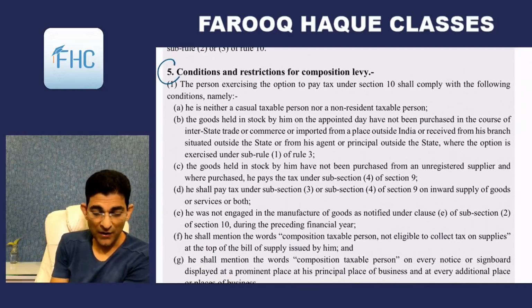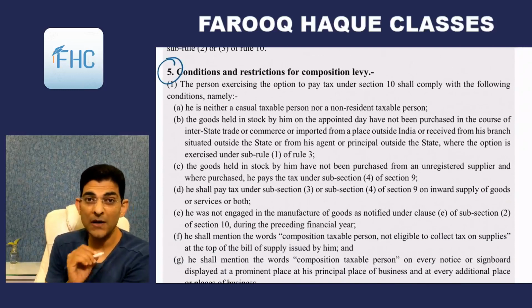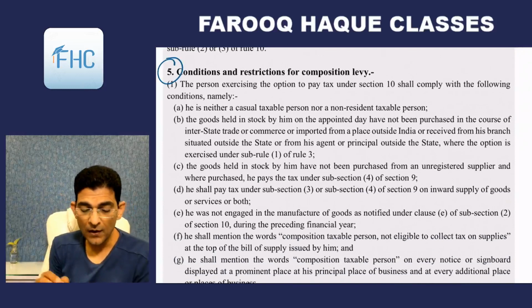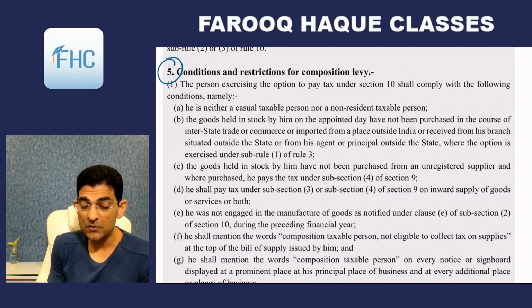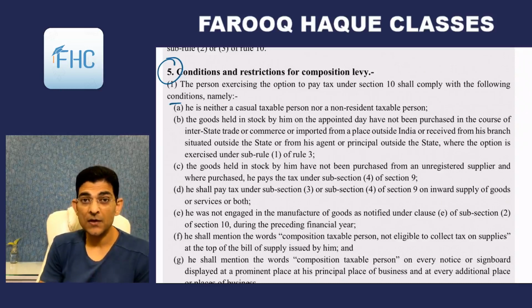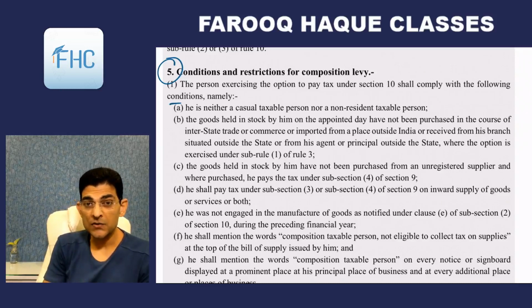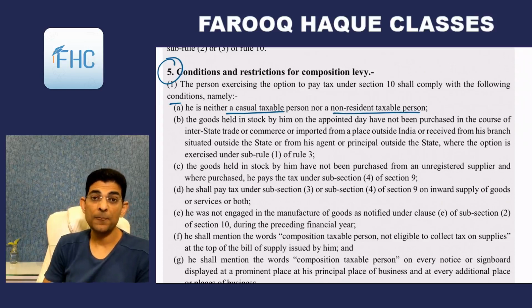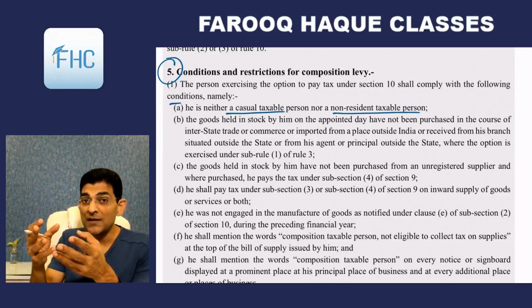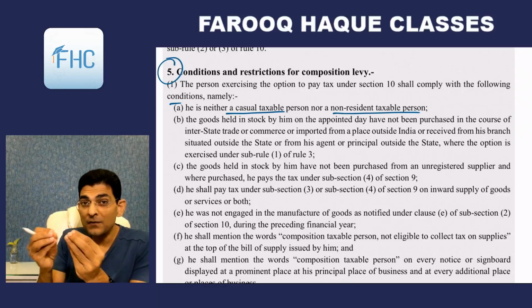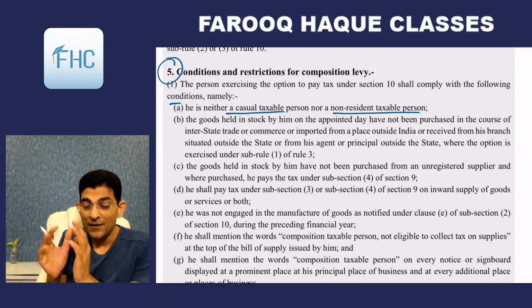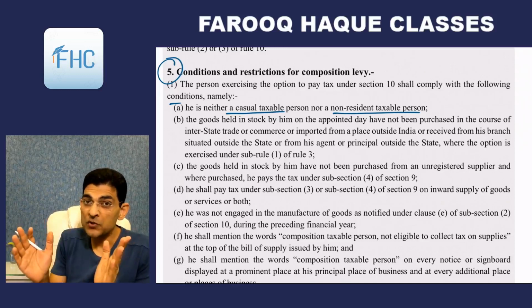Directly come to rule number 5. This is important. So question will come on rule 5. The person exercising the option to pay tax under section 10 shall comply with the following conditions. These are conditions. So question will come on conditions. He is neither a casual taxable person nor a non-resident taxable person. Casual taxable person is a person who moves to another state and sells goods for some time, 10 days, 15 days, and then comes back. So he cannot opt for composition scheme.